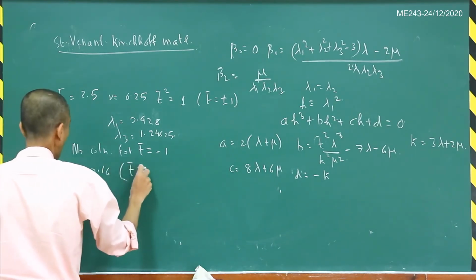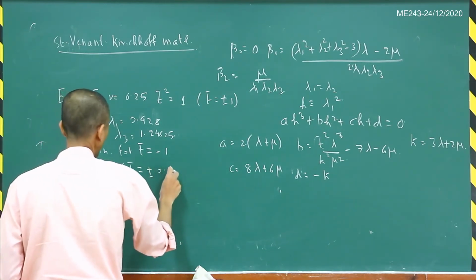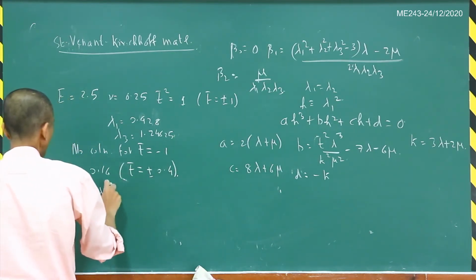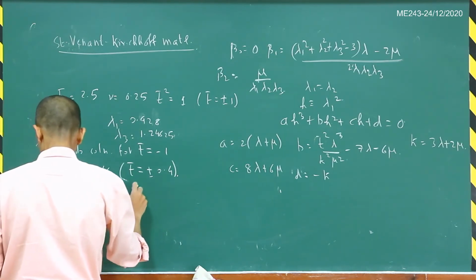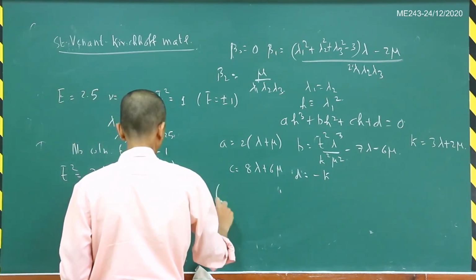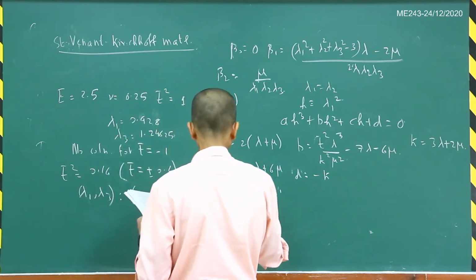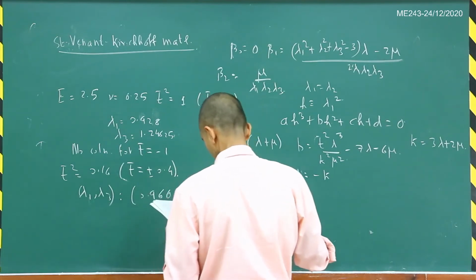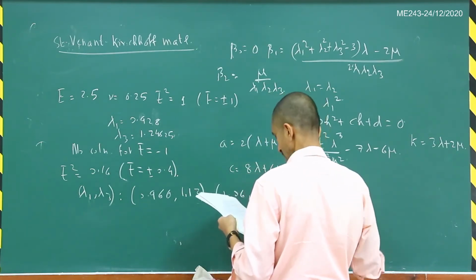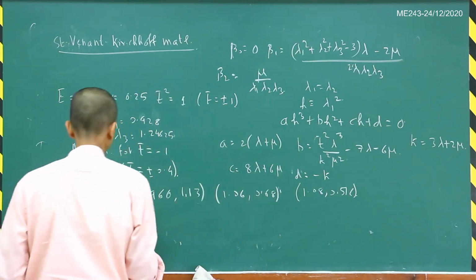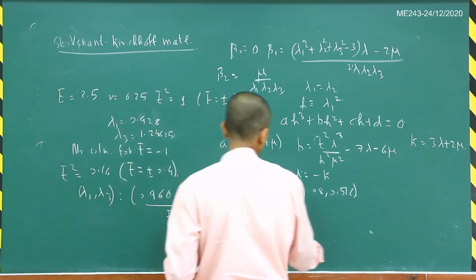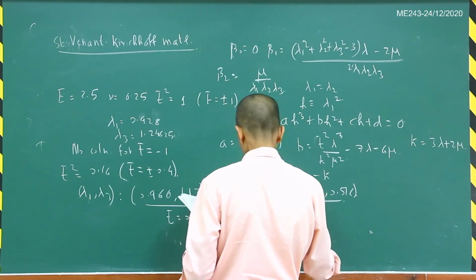But if we now take T bar square equal to 0.16, so that T bar is equal to plus or minus 0.4, then we will get the following solutions for lambda 1, lambda 3. We get three solutions now: 0.966, 1.13, then 1.06, then 0.68, and 1.08 and 0.516. The first solution here corresponds to T bar equal to 0.4, and these two solutions correspond to T bar equal to minus 0.4.